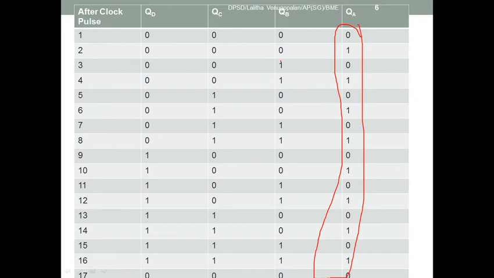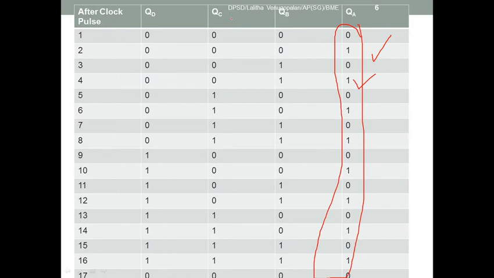QB, on the other hand, changes its state whenever QA is 1. So if QA is 1, then in the next clock pulse QB becomes 1. And again when QA is 1, then in the next clock pulse QB changes its state. So QB toggles whenever QA is 1.